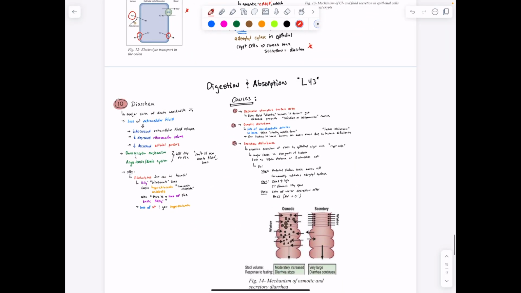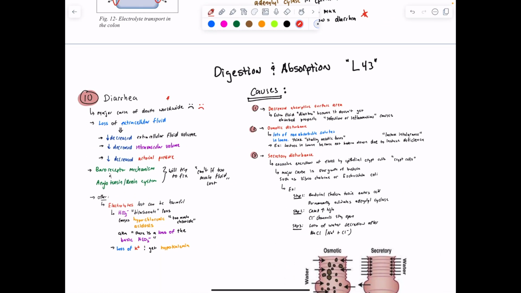All right, we're just about done. So talking about diarrhea, it's a major cause of death worldwide. Unfortunate, sad. You have a loss of extracellular fluid. As a result, a decreased extracellular fluid volume, decreased intravascular volume, and decreased arterial pressure. You have your baroreceptors and your renin-angiotensin system that will try to fix this, but it can't do anything if there's already too much fluid loss. And then you also have loss of electrolytes.